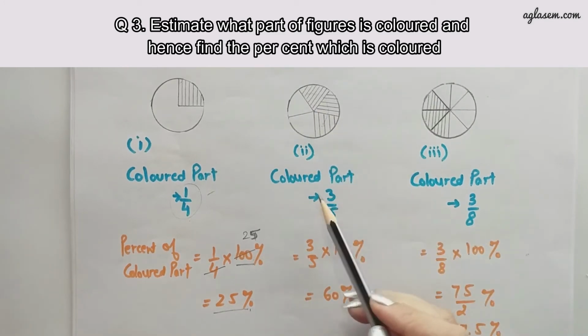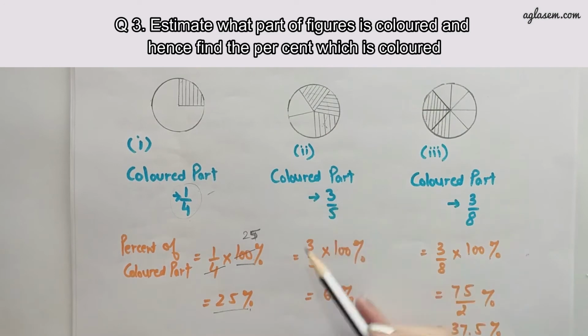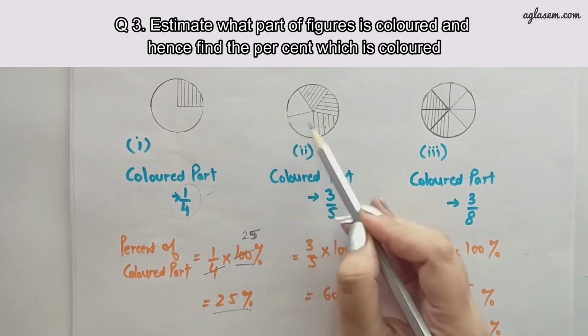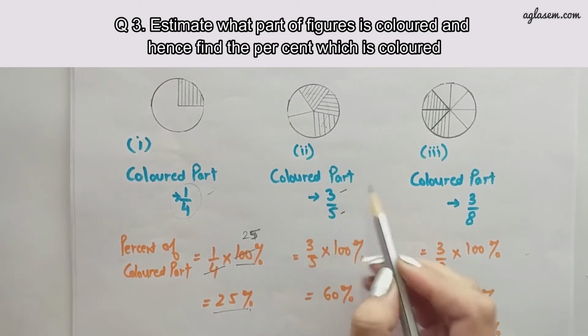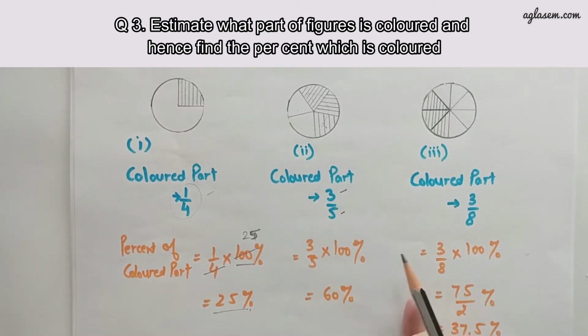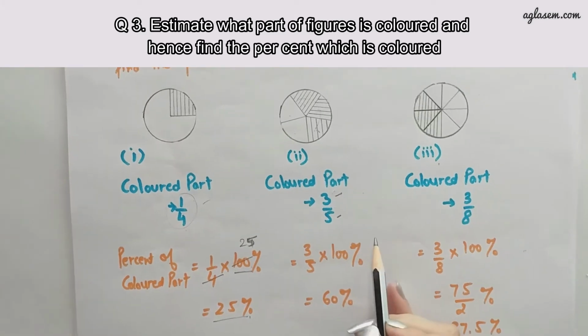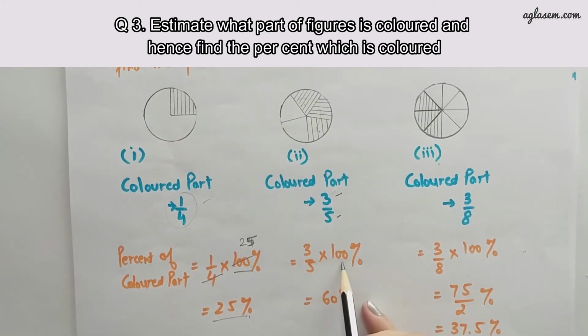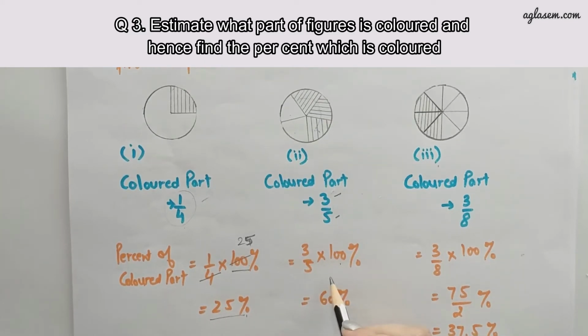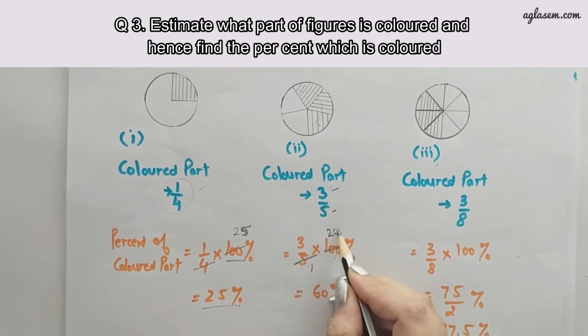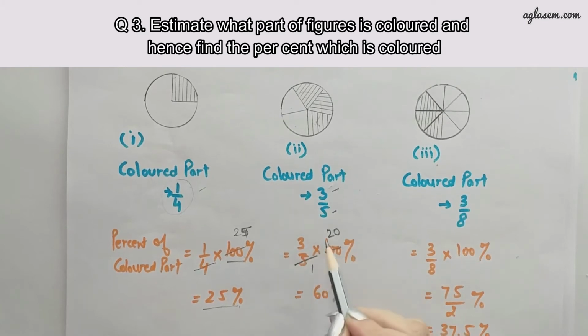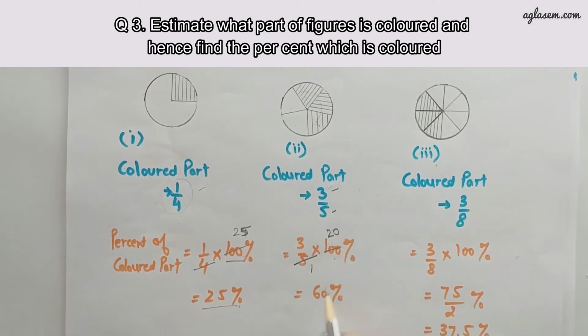And this B part, it is 3 by 5, because 1, 2 and 3 sections are colored, and the total are 1, 2, 3, 4, 5. So the fraction we get is 3 by 5. To find the percentage we have to multiply it by 100. 3 by 5 into 100. Now to solve it we have to divide by 5. 5 ones are 5 and 5 20s are 100. Now we have to multiply 3 into 20, that is 60.